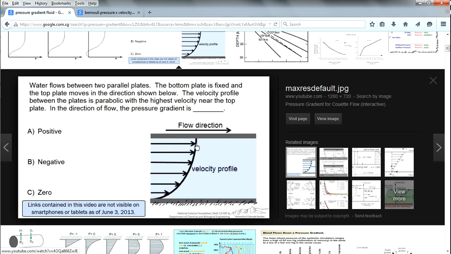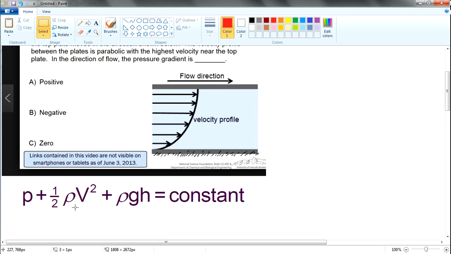So if you were to compare this point to this point, the velocity over here is much faster than this. So therefore the pressure itself is lower than at this point, right? So what I mean is I managed to squeeze out an equation. This is the Bernoulli's equation.